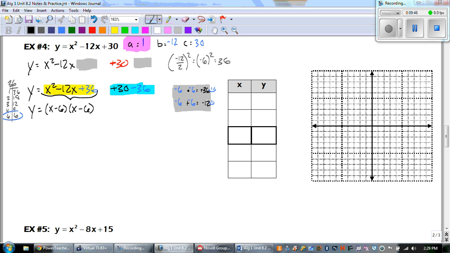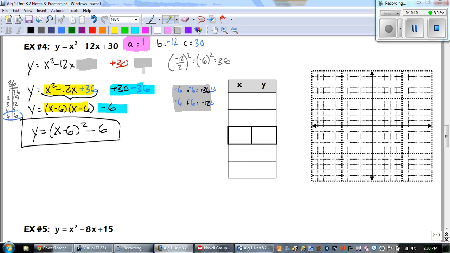So we have x minus 6 times x minus 6, and then that's our yellow part that we just factored. And then the blue part on the outside, 30 minus 36 is negative 6. Last step. We get x minus 6 squared minus 6. And there we go. We are in vertex form.